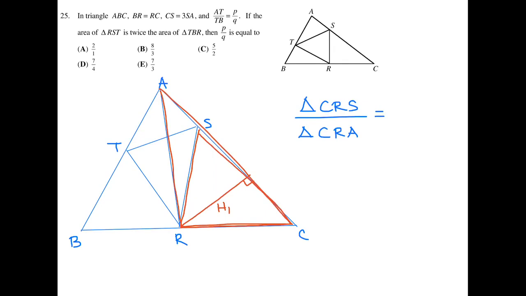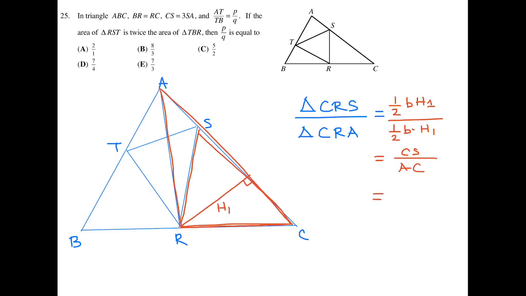Okay? So if it has the same height, we can compare the sides, and therefore we get a relationship for the areas. So CRS, the area is 1/2 base times height, which is H1, and CRA is 1/2 base times height, which is also H1. Just get the base of CRS, which is CS, over the base of CRA, which is AC.